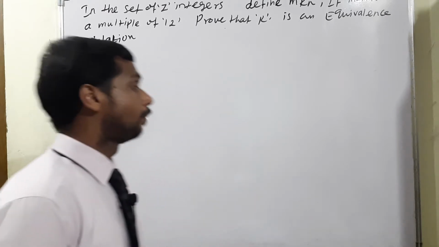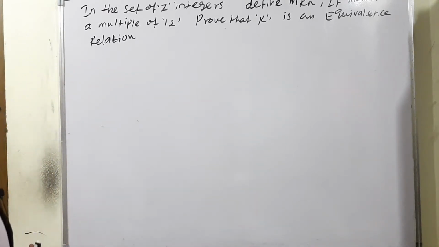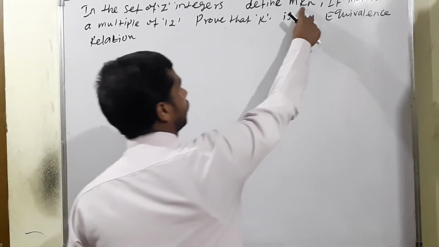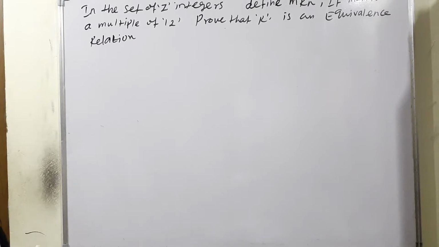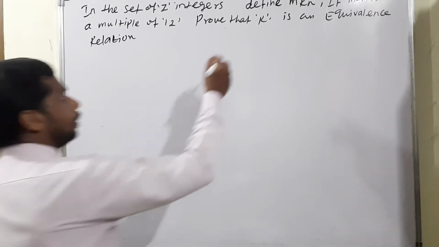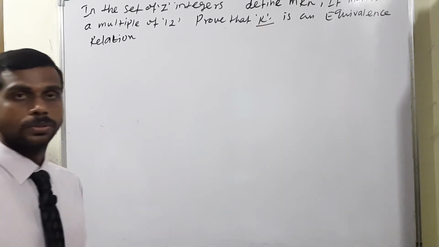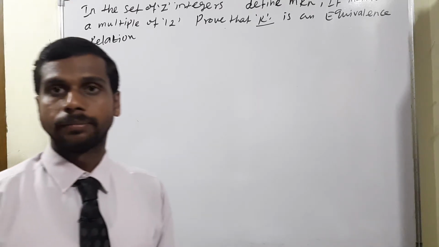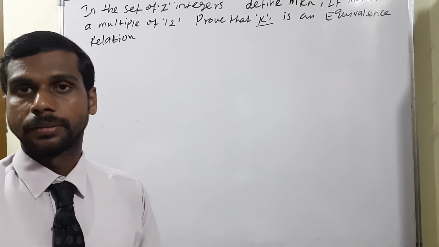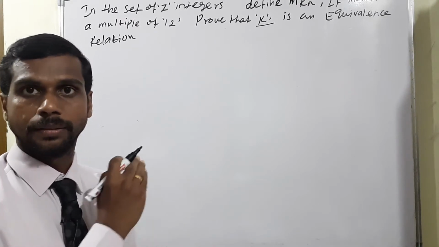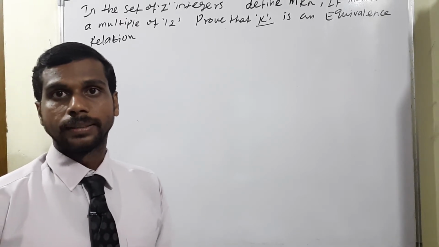I am moving to example 1.13. Question: in the set of integers Z, define m related to n if m minus n is a multiple of 12. Prove that R is an equivalence relation. So, what is the meaning of equivalence relation? Reflexive, transitive, symmetric. If each and every type is satisfied, we can say that it is called an equivalence relation.